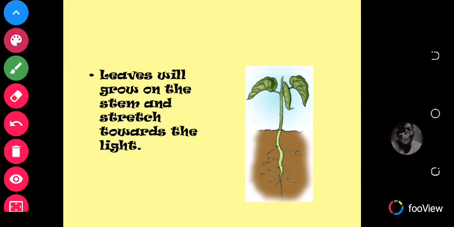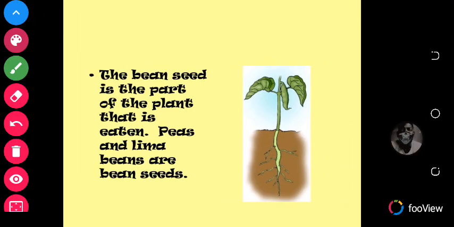Stage 4. Leaves will grow on the stem and straight towards the light. The leaves usually grow towards the direction of the light in order to absorb more sunlight, because sunlight is very important. Without sunlight, plants wouldn't grow. So the leaves move to the direction of the sunlight. And the bean seed is a part of the plant that is eaten. Peas and lima beans are bean seeds.